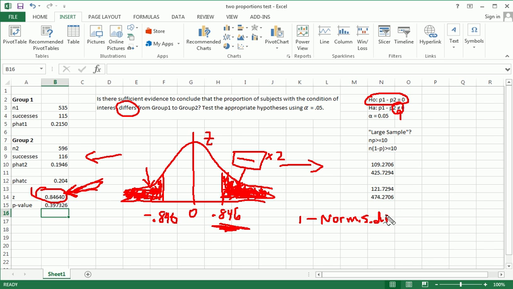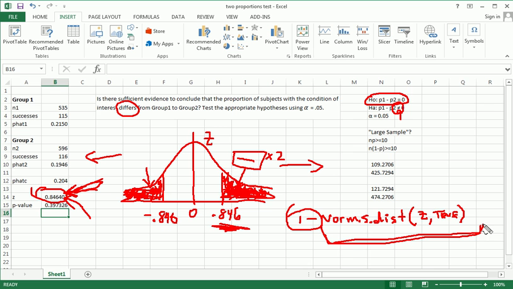norm.s.dist. And then I put in my test statistic, and then I say true. Okay? Because this is a positive test statistic, I have to do this 1 minus. Okay? If it was negative, I would just do norm.s.dist. Alright? This takes a little understanding of the cumulative distribution, which we don't have time to fully go into here. Okay? But take this as a rule for using this function in Excel.